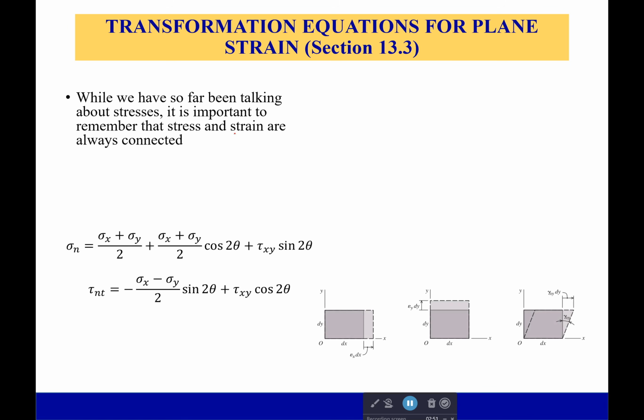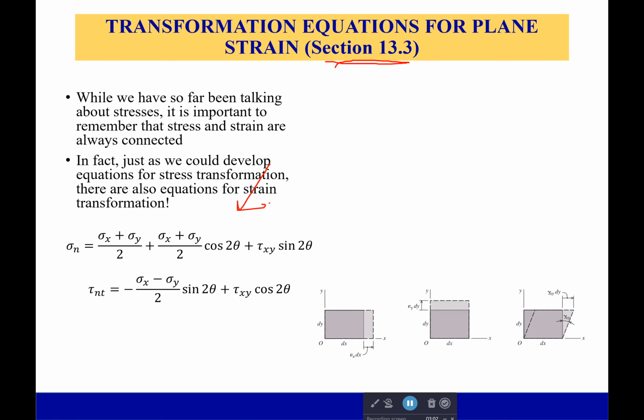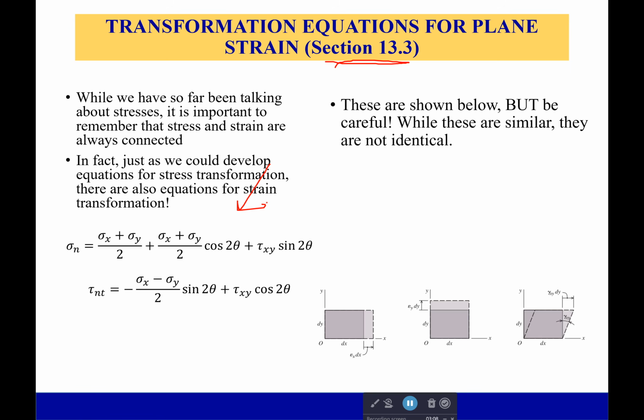Now, so far we were talking about stresses, and I know I'm jumping to chapter 13 now. But I want you to realize that everything we just did, all these equations right here, well, guess what? We can actually use them to develop equations for strain transformation as well. And they're almost identical. Now, I said they're almost identical. They're not quite. They're very similar. So if you know one set, you pretty much know the rest.